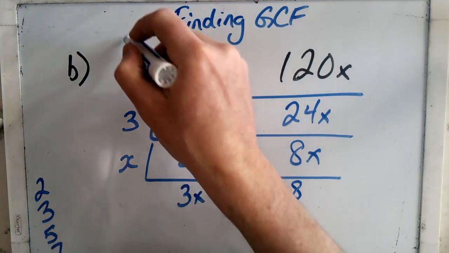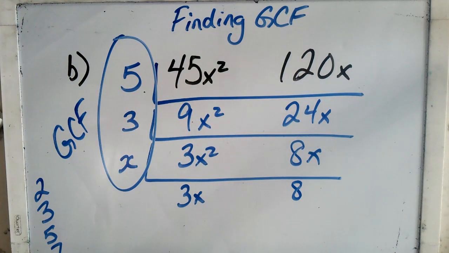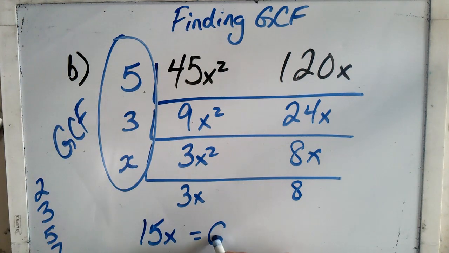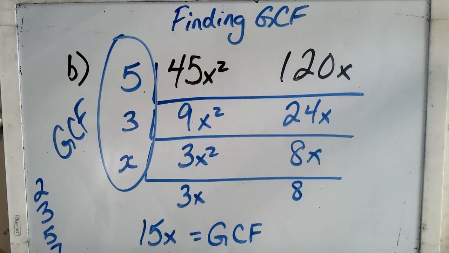Now the GCF is on the side. So we just have to multiply them together, 5 times 3. So take it out step by step, but make sure you multiply the individual numbers together.